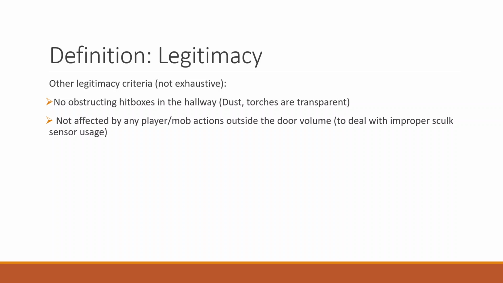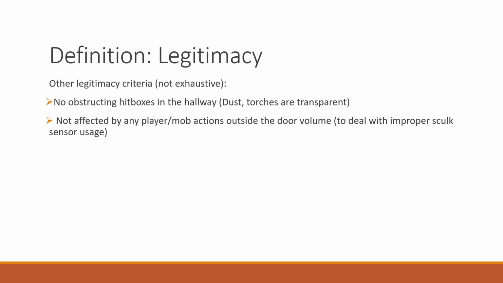And otherwise, if you need to have specific block placements, or if you have special conditions that players and mobs have to behave or not behave in a certain way in order to have your door or contraption work, then this is not legit. So basically that's that.